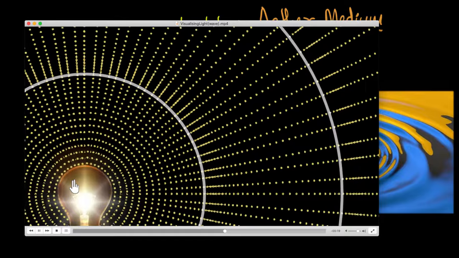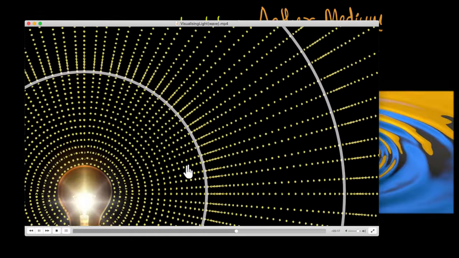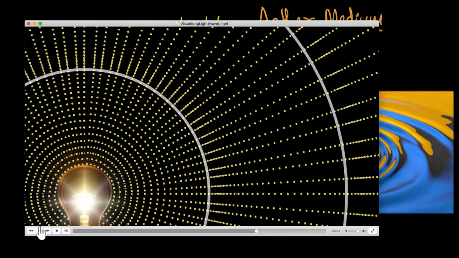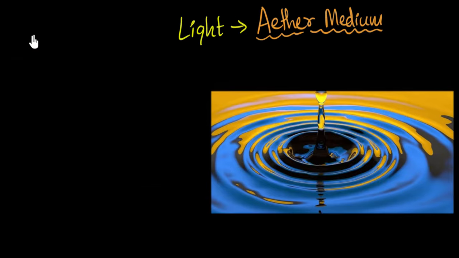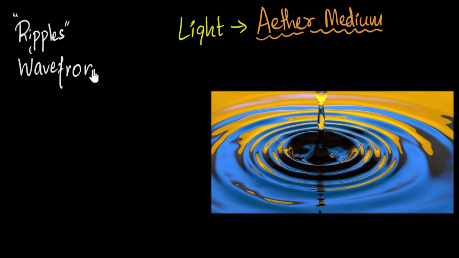But now we can ask a question. What exactly are these ripples? Whether you consider light or whether you consider water, what exactly are those ripples? So let me get rid of this and talk about that. Well, in physics, these ripples have a very technical and fancy name. We call them wavefronts. And you'll keep hearing this word over and over again in the future videos.